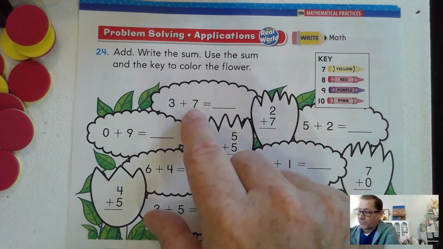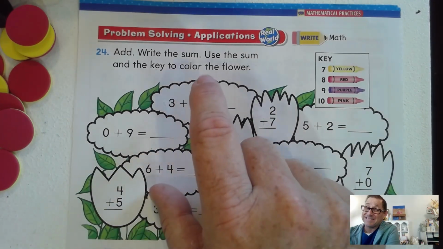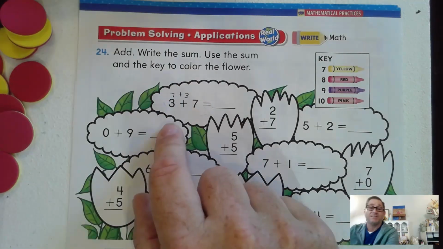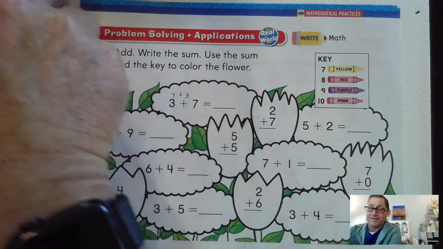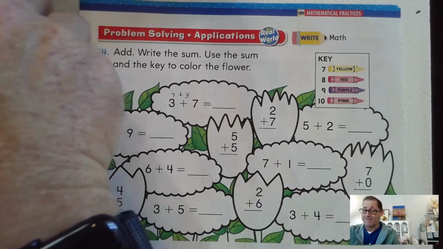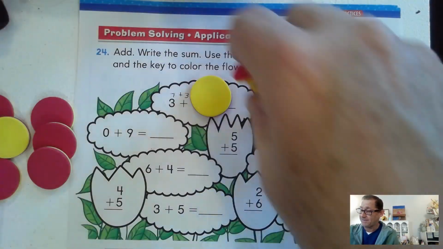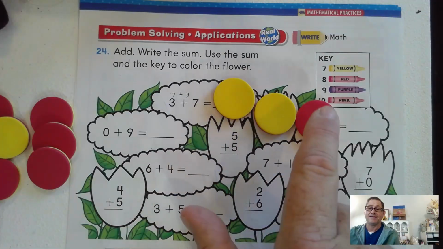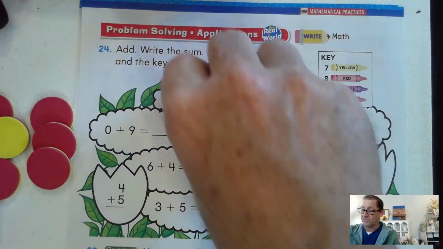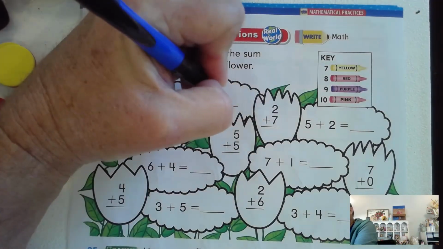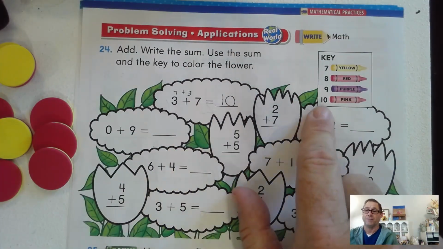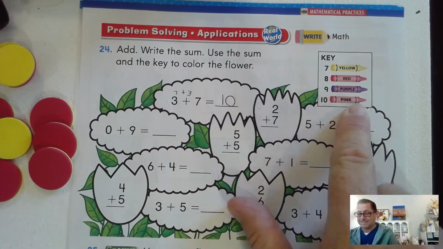All right, so 3 plus 7. That's the same as saying 7 plus 3. So 7 and count on 3. So I'm going to put 7 in my head, right? Okay, 7. And I'm just going to count on 3 more. 7, 8, 9, 10. Okay, so 10. All right, so if our sum is 10, what color do we color it? Pink. Okay.